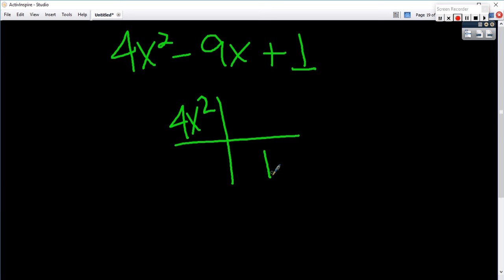Anybody confused on setting it up so far? So I changed that plus to negative. No, don't just keep everything positive. When they're the same, any of these scenarios, just keep everything positive until the end. Okay? Multiply those two things together.